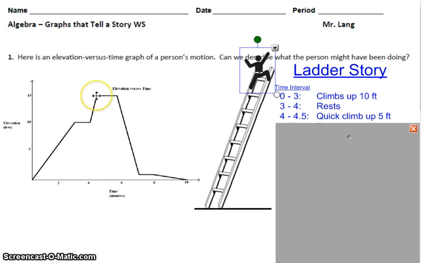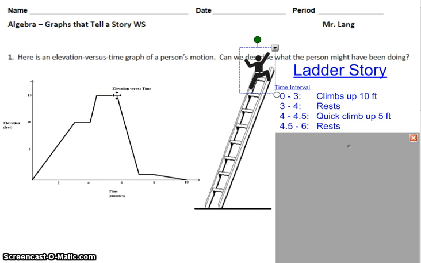Then again, the elevation doesn't change up at the top, and it looks like that happens from the 4.5 minute part to the 6 minute. So that's what I would say, from 4.5 to 6, they rest again. So they're just hanging out up there. Now they're going to make their way back down.